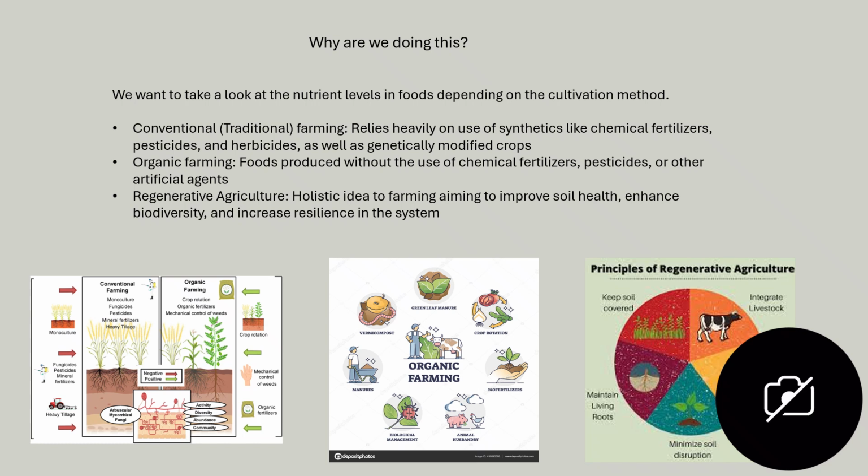And then the third thing that we want to compare is regenerative ag systems. It's a little more holistic, with the aim of trying to improve soil health in total. At the end, there's a lot of biodiversity and the introduction of livestock to the systems.